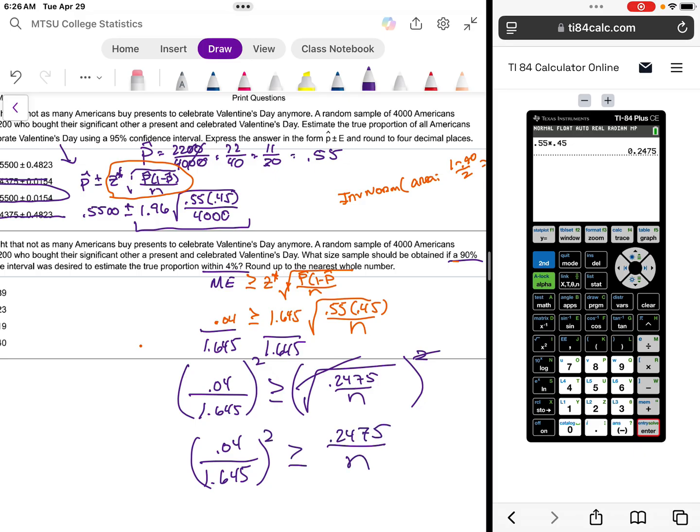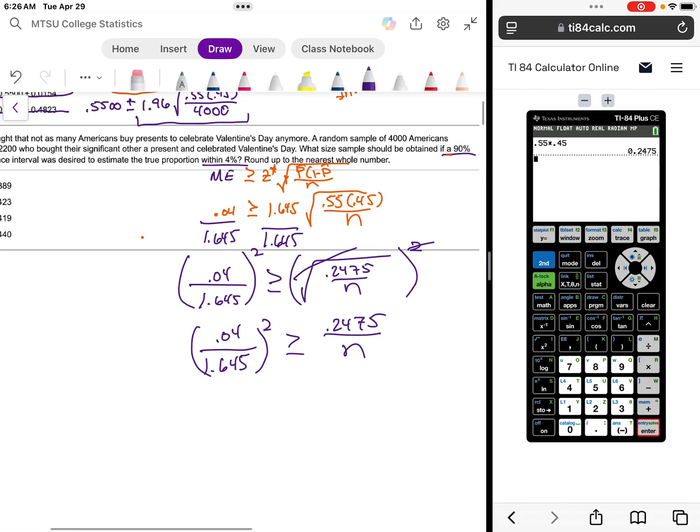0.2475 over n. And as we talked about earlier in the course, through inverse operations, the squared part and the n trade places. So n has got to be greater than or equal to 0.2475 over 0.04 over 1.645, quantity squared. So that's what I'm going to type in the calculator.